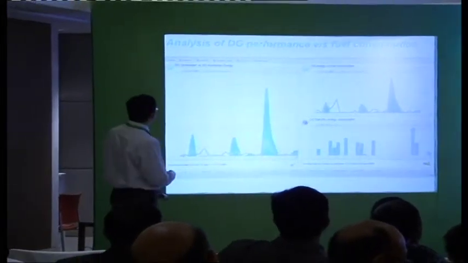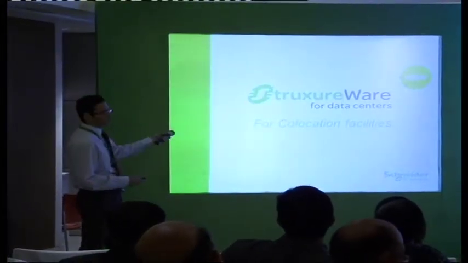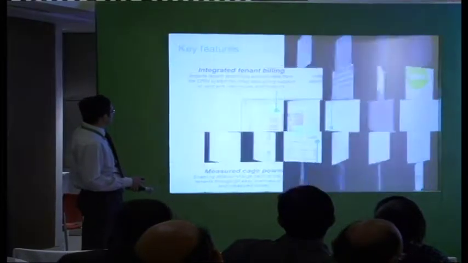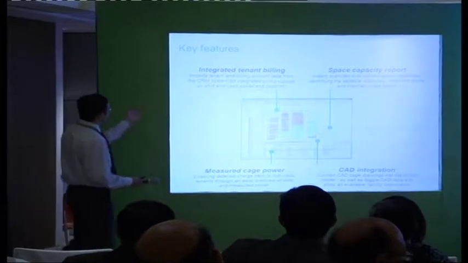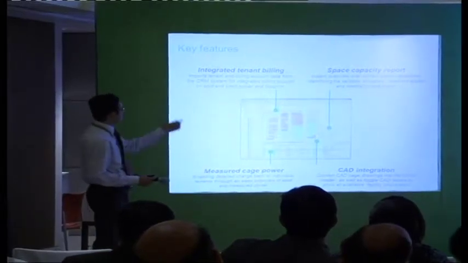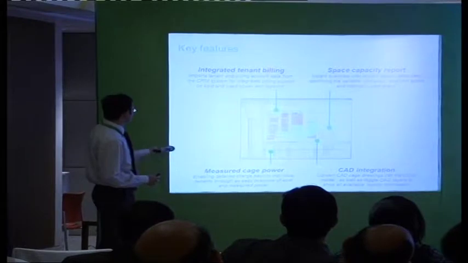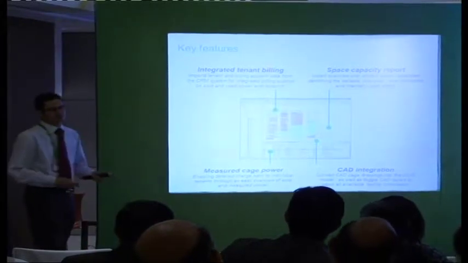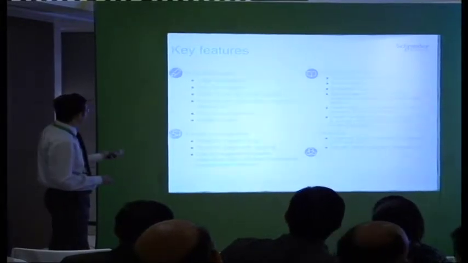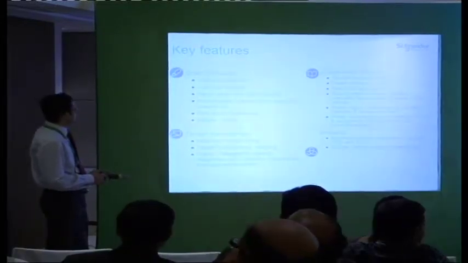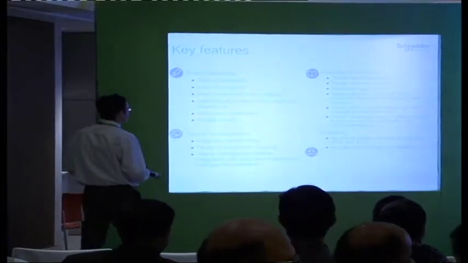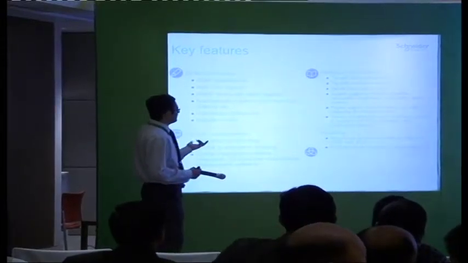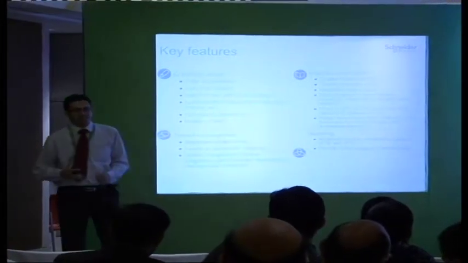So this is another one. Then for Colo, this is something we have. So we can now give you integrated tenant billing, space capacity report, measured cage power, and CAD integration. So essentially what it brings to you is all this. So now you can have tenant impact analysis, you can have tenant inventory report, you can have measured cage power, space capacity, power report, modeling, and whatever is there on the screen.